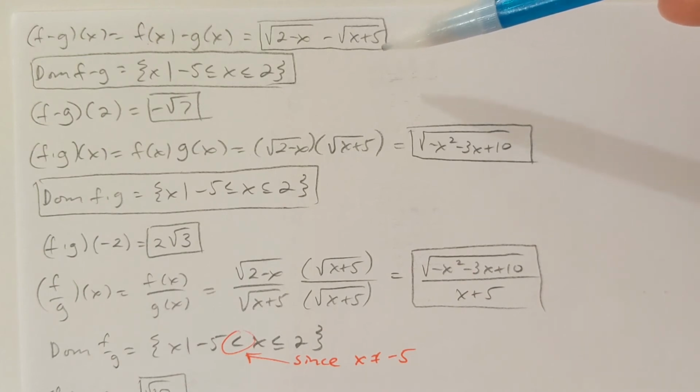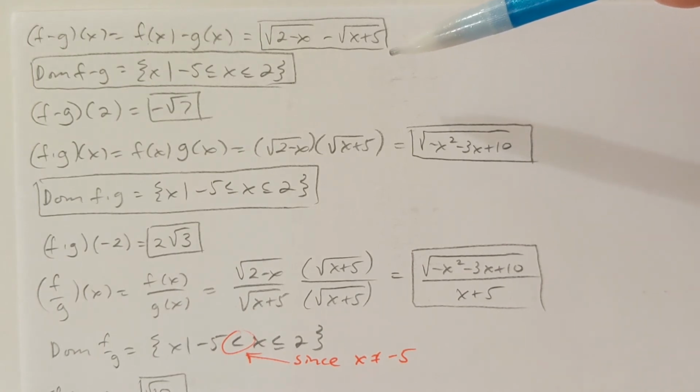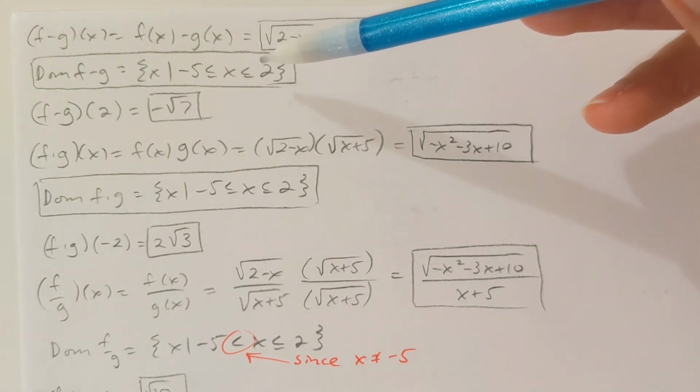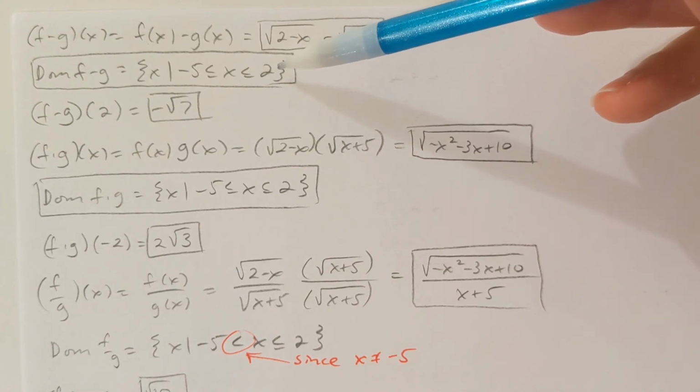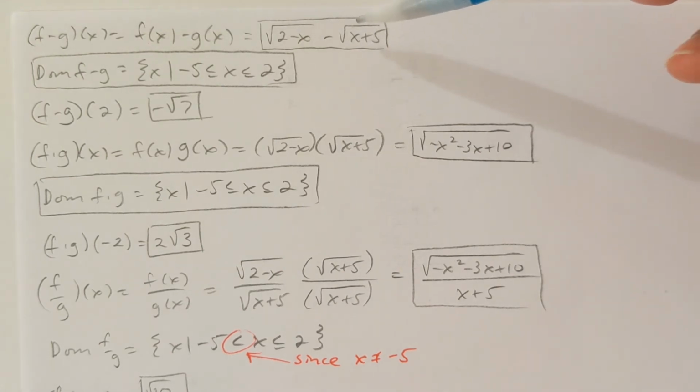The domain of f minus g is the same set as it was for the domain of f plus g, which is the set of all x such that x is between negative 5 and 2, including those numbers. And how I get that is the same thing. Set 2 minus x to be greater than or equal to 0, and x plus 5 to be greater than or equal to 0.